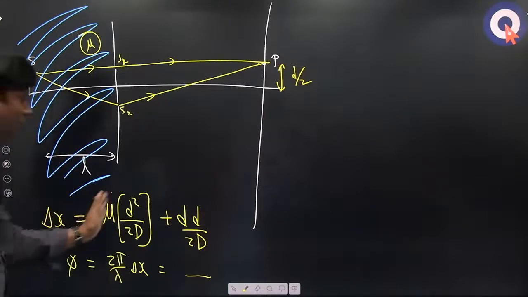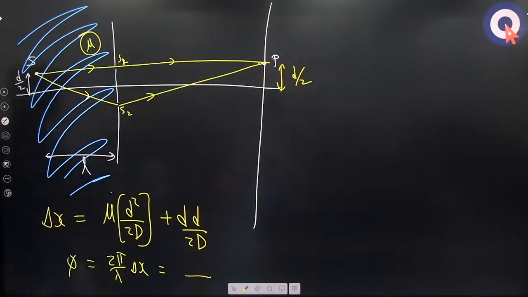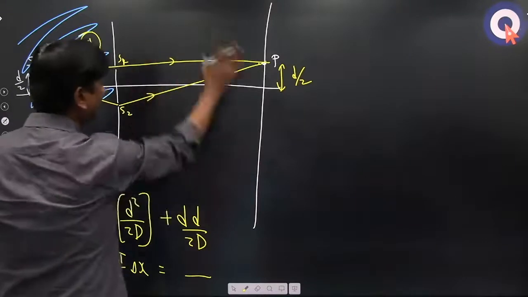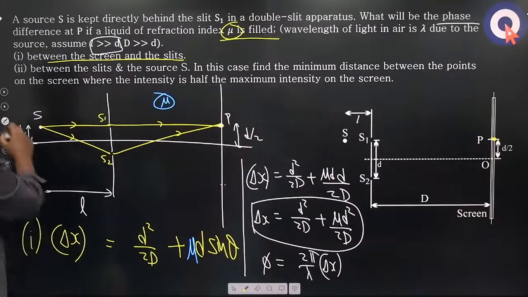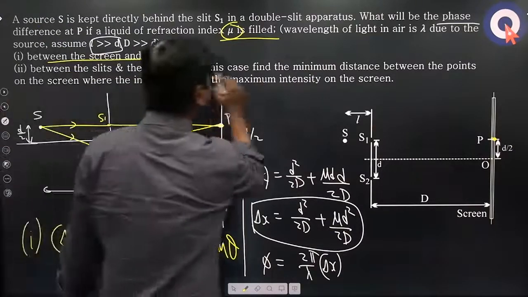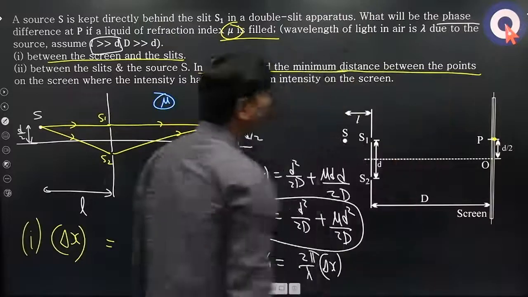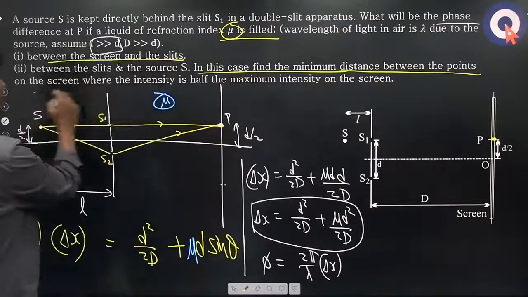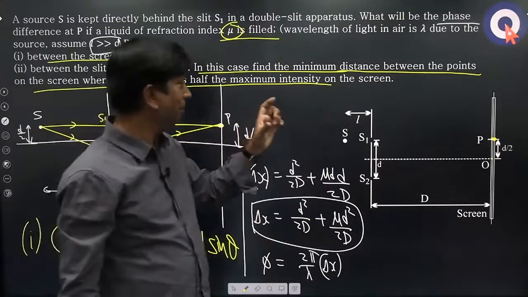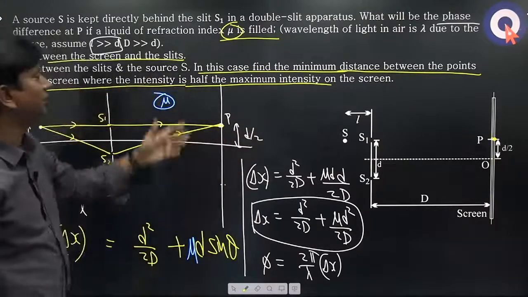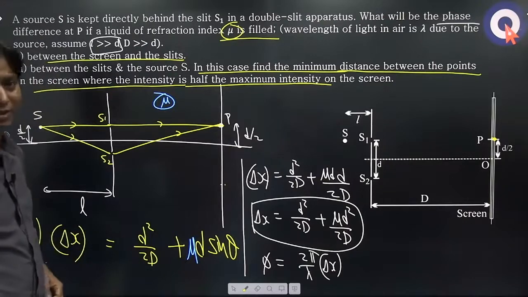So in the first time you are adding mu here, second time you are adding mu here. First time this was filled with a liquid, second time this is filled with a liquid. Okay, right. And also in the second bit, they are asking something else. In this case, what should be the minimum distance between the 2 points on the screen where the intensity is half the maximum intensity on the screen?